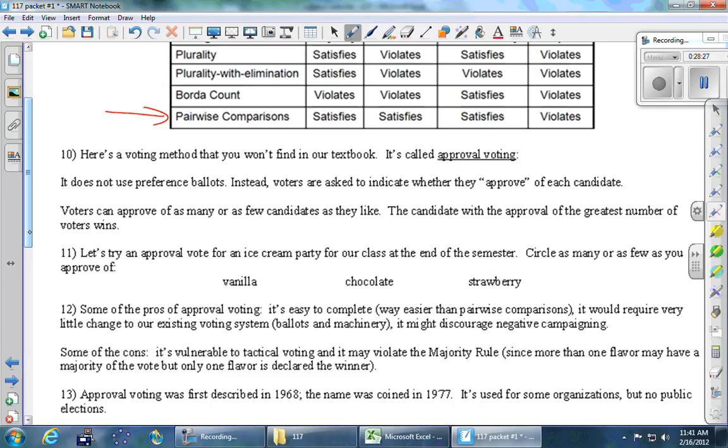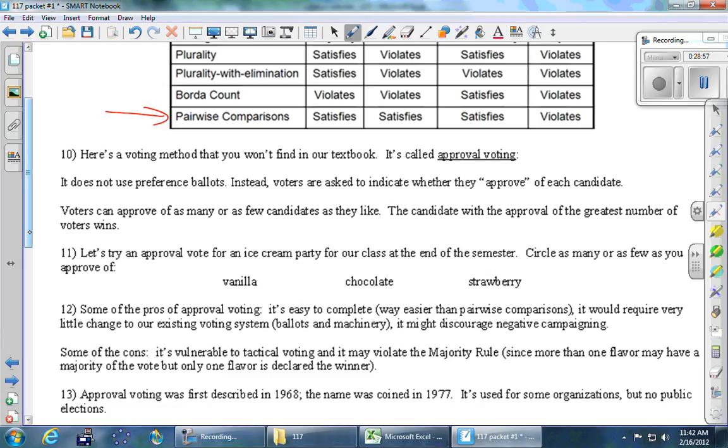We'll go to Zach for 11. Okay, we're no longer ranking. There's no first, second, third happening. This is just circle as many of these things as you approve of. You could circle all 3. You could circle only 1. Any that you approve of, go ahead and circle. And you can approve of none of them. That's okay too.